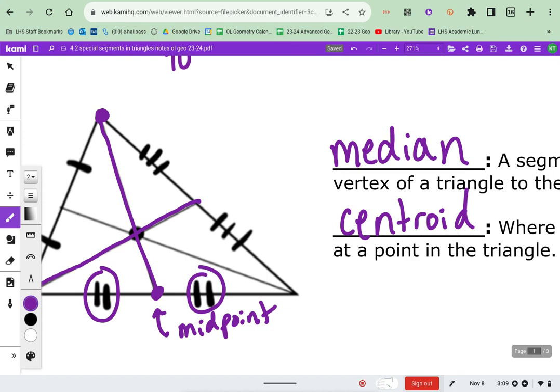And fun fact, you don't have to know this, but it is a cool fun fact. The centroid is the center of gravity of the triangle. If you knew where the centroid was, that's where the triangle would balance if you were to balance it on your finger, which is cool.